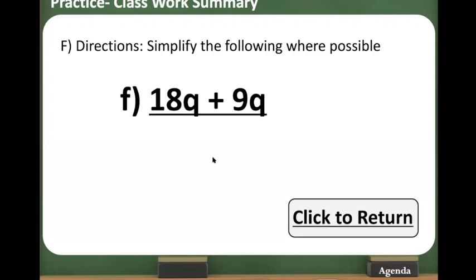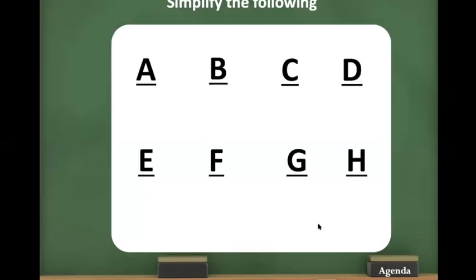Everyone has logged in their answers? And the correct answer is, if you got 27Q, you are correct. 8Q plus 9Q gives us 27Q. Okay, let's return to home. Let's choose another letter. Let me choose C. So let's go to C.